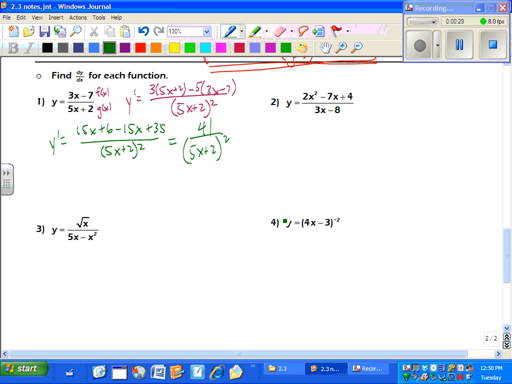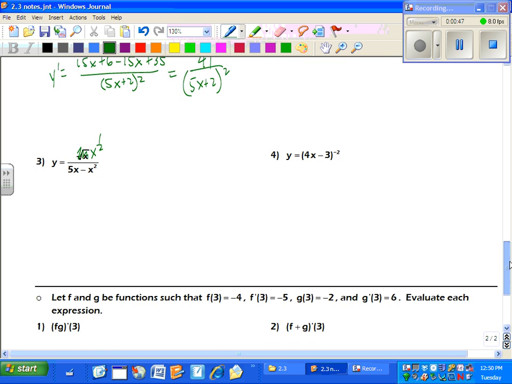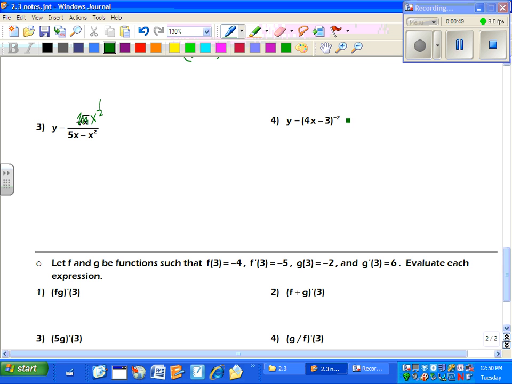Number 4, I want to take a look at that. Before we do, for number 3, the only thing you would do to change this is rewrite square root of x as x to the 1/2, so we can take the derivative. And then it's pretty much like the other two. But for number 4, we want to do a little rewriting before we take the derivative.